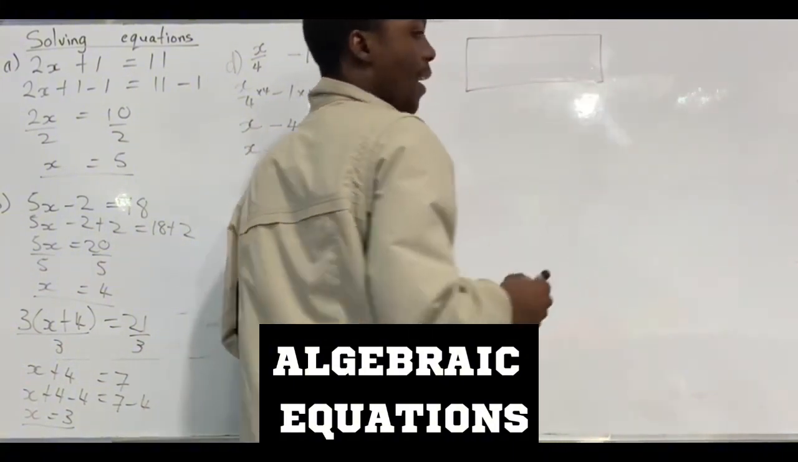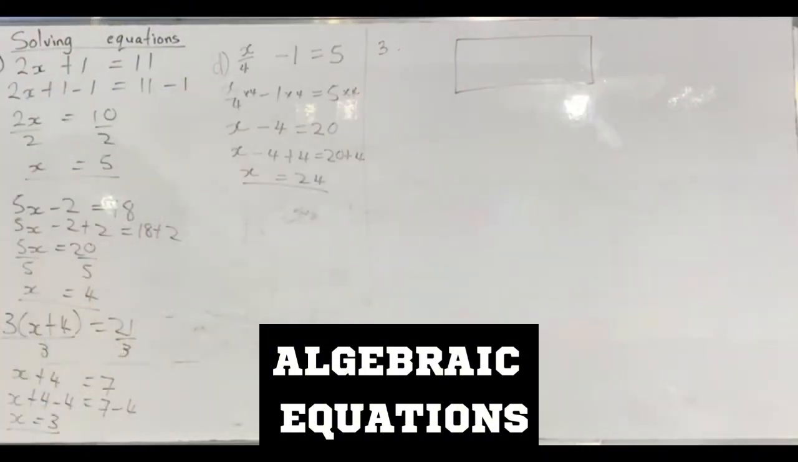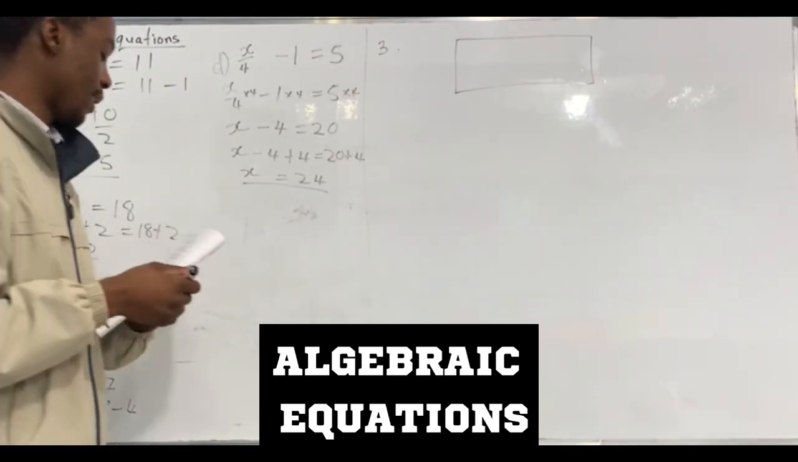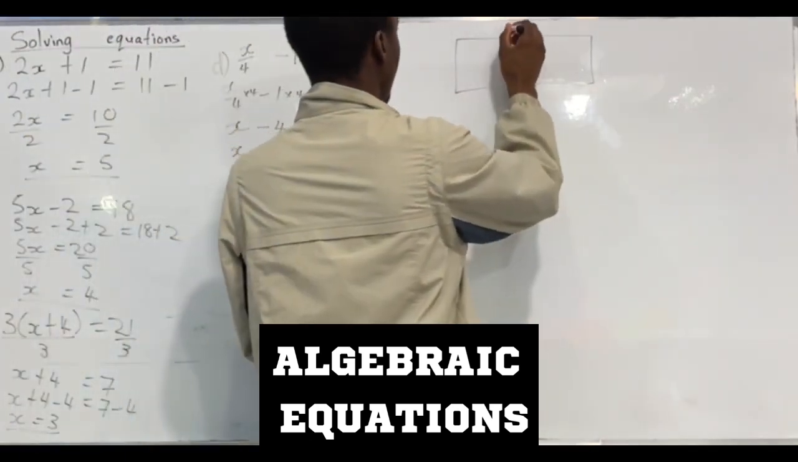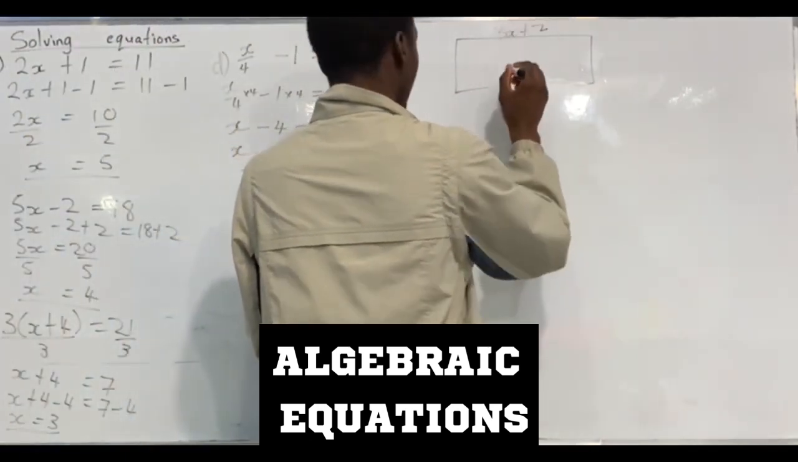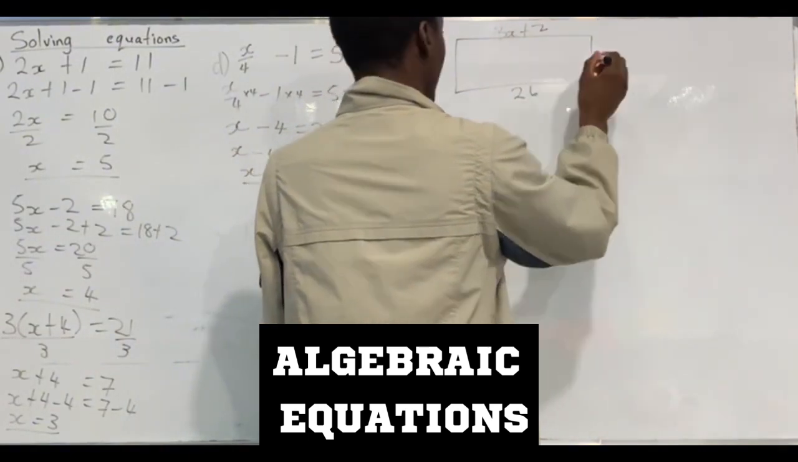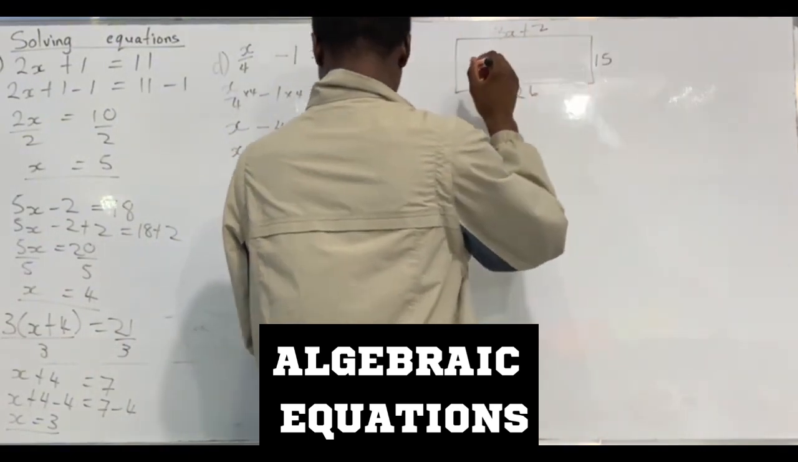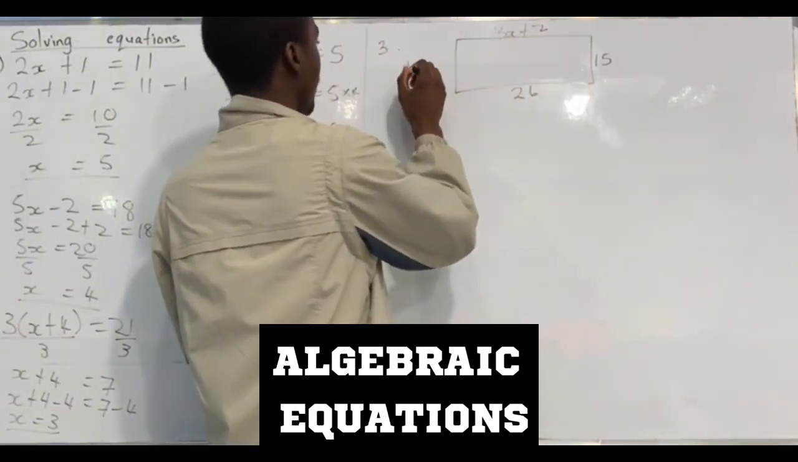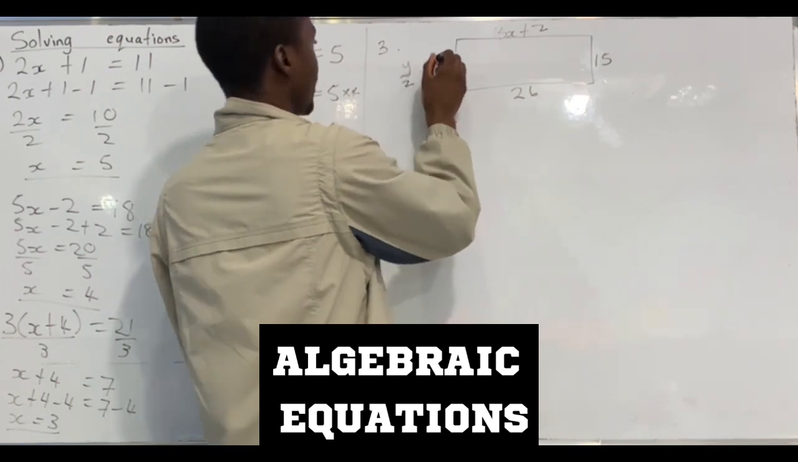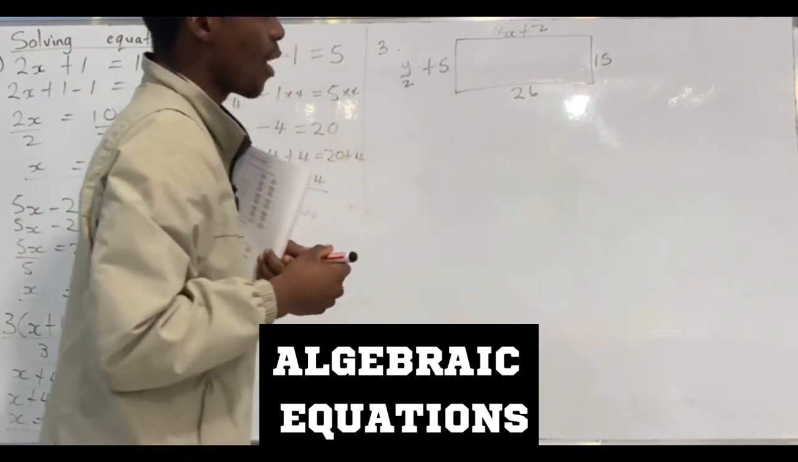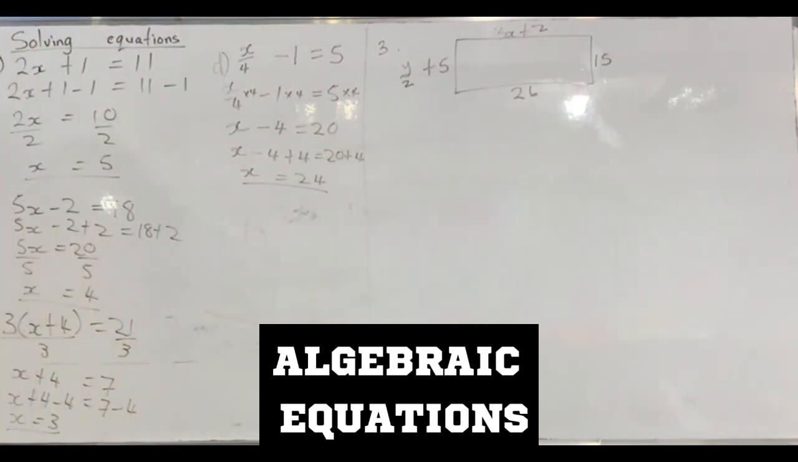In our next problem, we have a rectangle. We want to solve some algebraic problems which involve rectangles. One side, which is long, is 3x plus 2. The other side is 26. The other short side is 15. Then the other side is y over 2 plus 5.